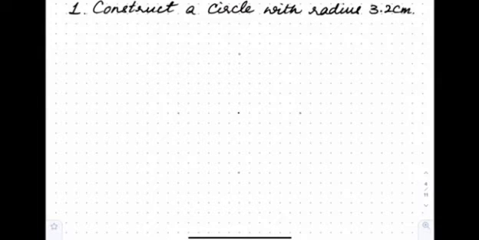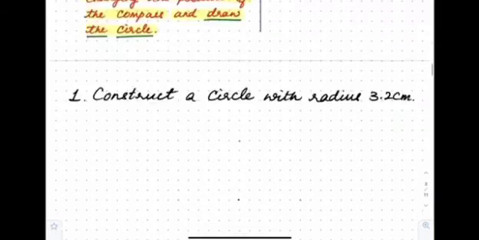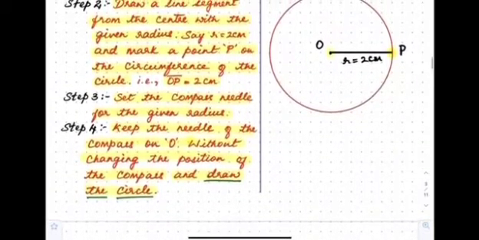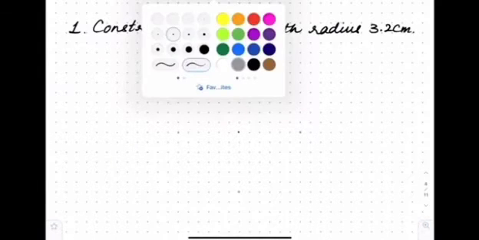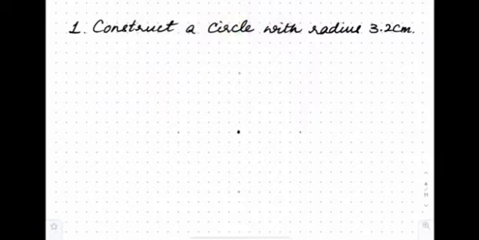Now to practice, we will take up one problem. Construct a circle with radius 3.2 centimeters. Children understand that the radius was 2 centimeters earlier. The procedure remains the same, but the radius becomes 3.2 centimeters. So to start off, we will have to mark the center. So I will take this as the center and mark it as O. Now I'll have to measure 3.2 centimeters as radius. So I will measure it with a scale, or I will draw a line of 3.2 centimeters.